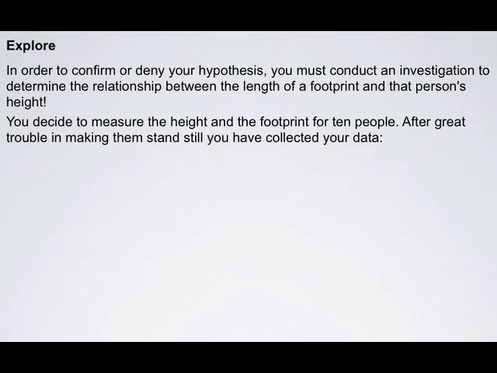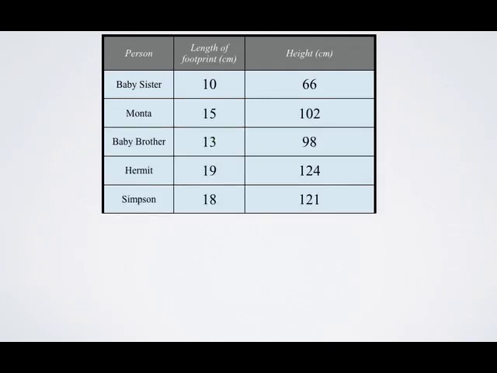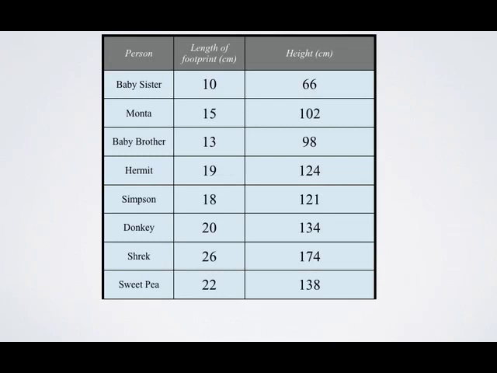So let's say you decide to measure the height and the footprint for 10 people. After great trouble in making them stand still, you have collected your data. You've got the name of the person, the length of the footprint, and the height. And you've measured this data for 10 people, including your baby sister, Monta, baby brother, Hermit, Simpson, Donkey, Shrek, Sweet Pea, Talipion, and the Dark Knight.